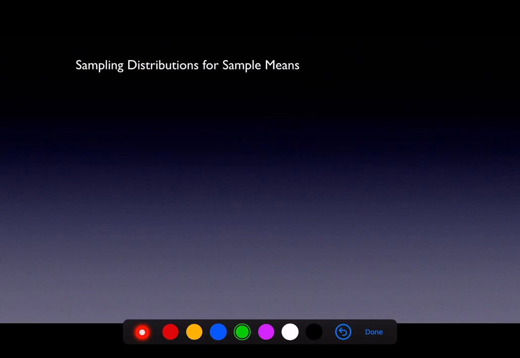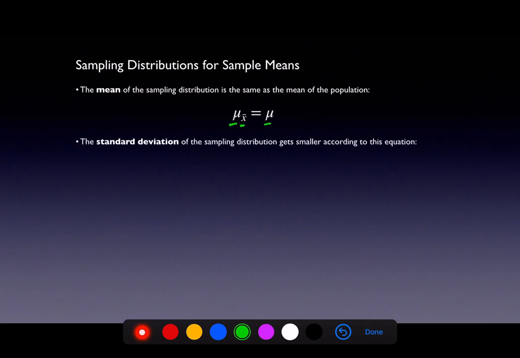Sampling distributions for sample means. All right, the mean is the same as the population. So this is saying the mean of your sampling distribution, right? The center of X bar is the same as the center of your population. That always stays the same. But the standard error, it has a formula, right? So as sample size increases, this ratio will decrease.